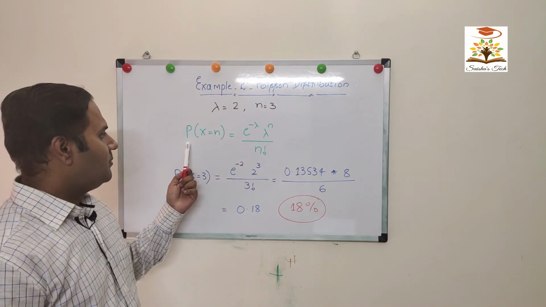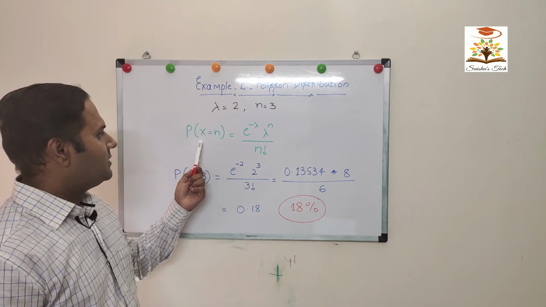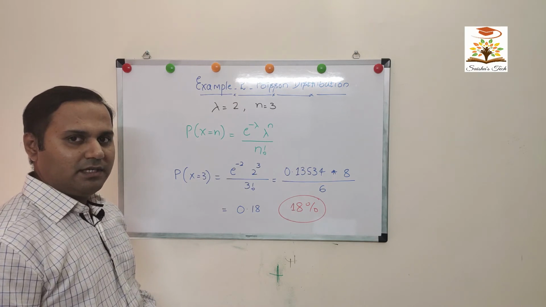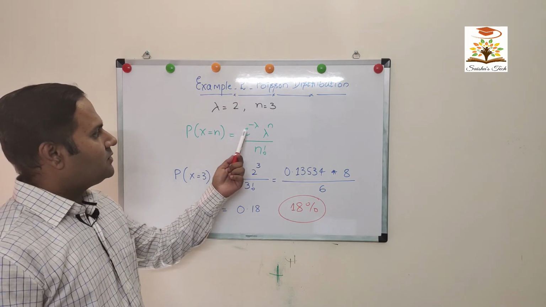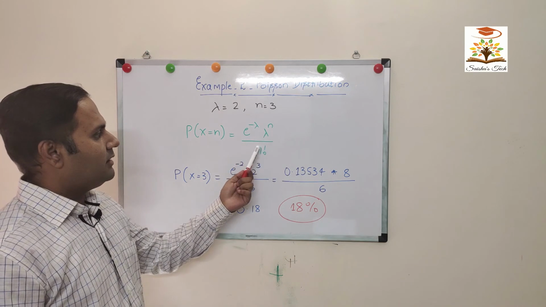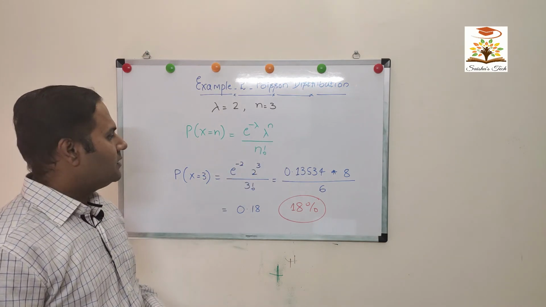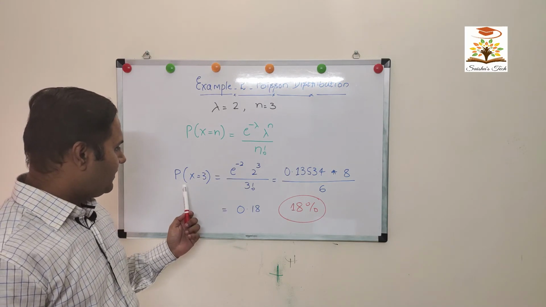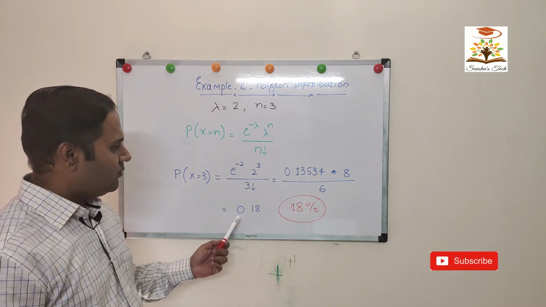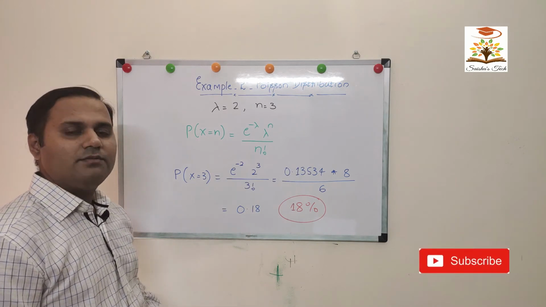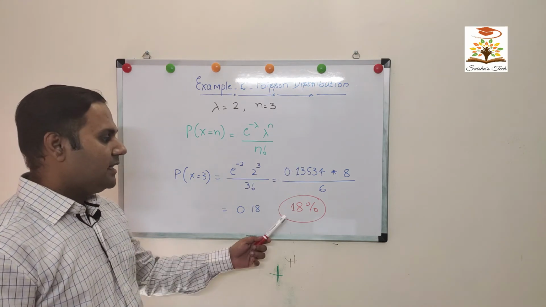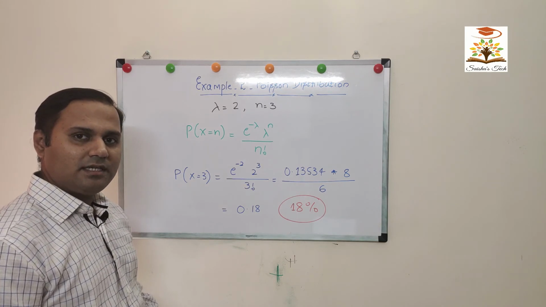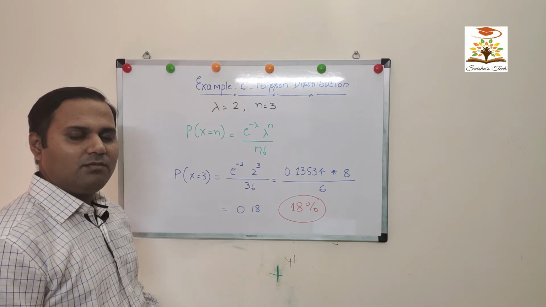We have the formula P of x is equal to n, where x is a random experiment, n is the number of events, which is equal to e raised to minus lambda into lambda raised to n divided by n factorial. Substituting these values into the formula, we have probability density function for x is equal to 3 is 0.18, which means 18% chances that 3 storms will hit the city next year from Poisson's distribution.